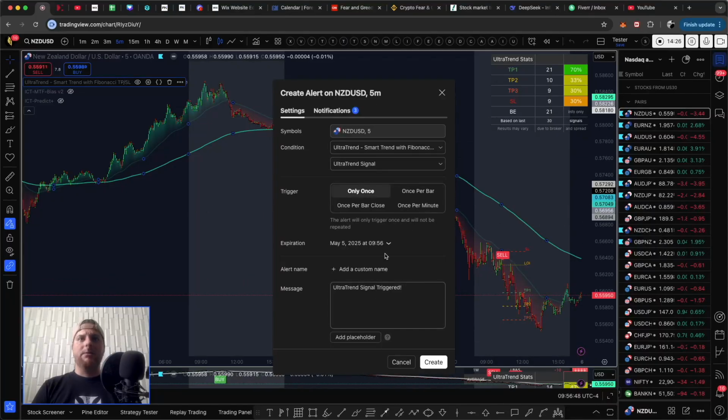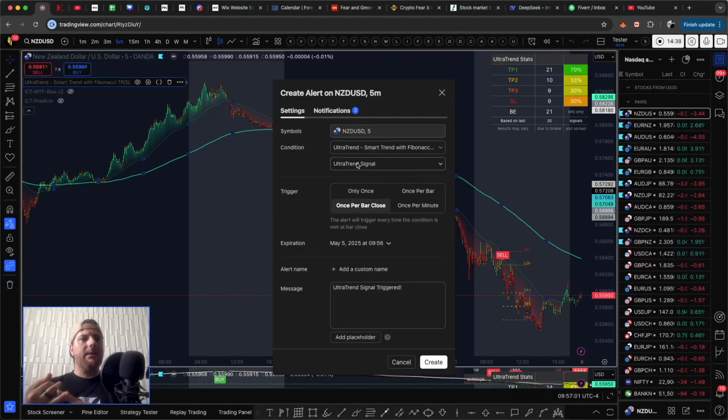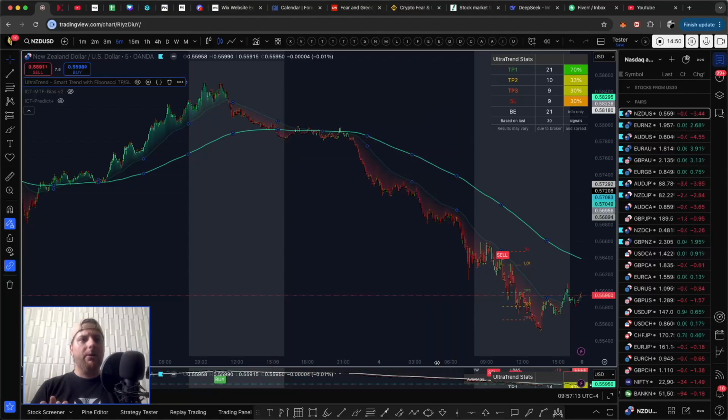Once you get this, you're going to go here where it says once per bar close, right? And then create, okay? You see that it's just one signal, right? No matter what, if it's a buy signal or a sell signal, you will get a notification, okay? So make sure to select once per bar close, okay? And then create. So boom, you created an alert for that specific pair, right?